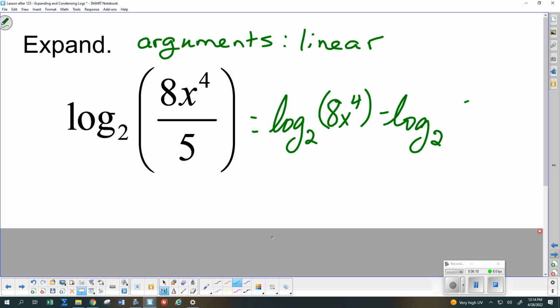Of 5. Excellent. Thank you so much. So far, so good. But I still have exponents. I still don't have linear things. So I still have to do a little bit more work in there. I need to be a little bit careful. Is this the same as my whole argument to the 4th? So I cannot bring that 4 out in front yet.